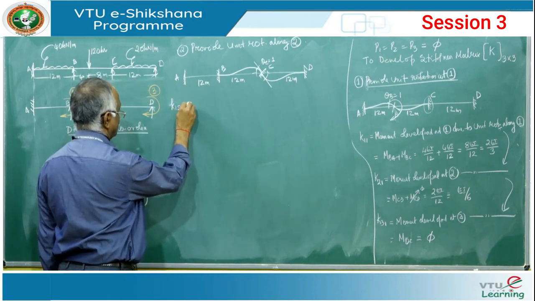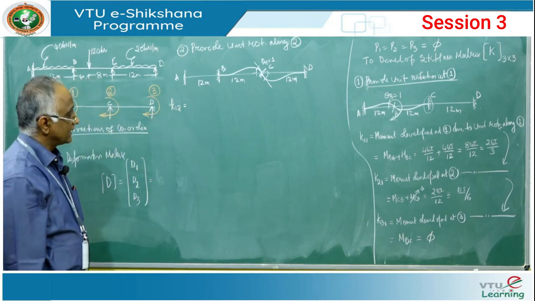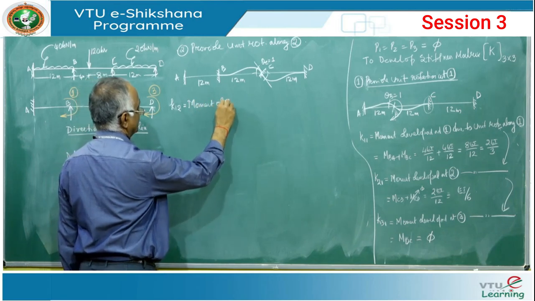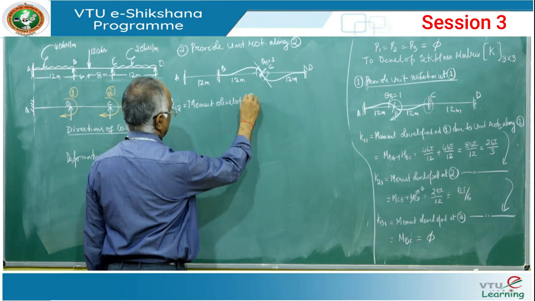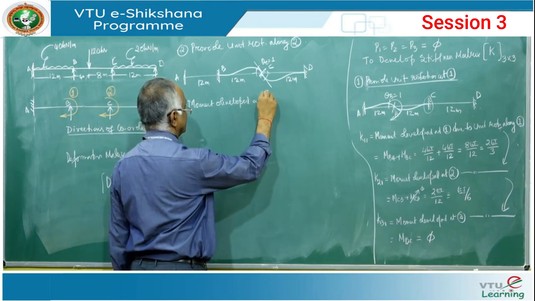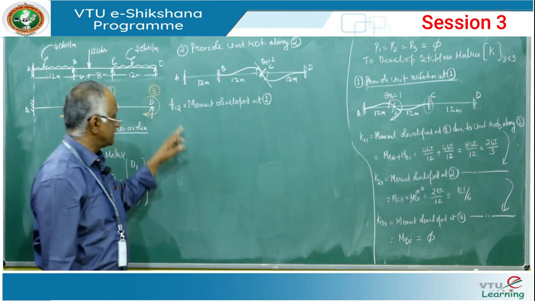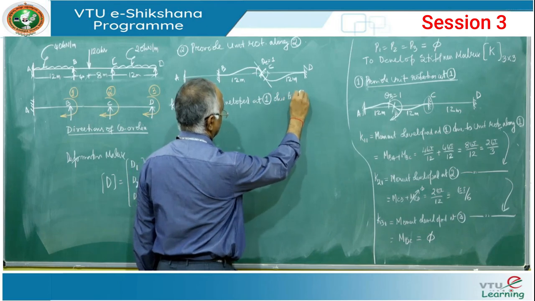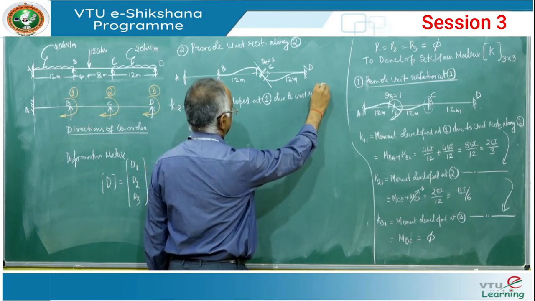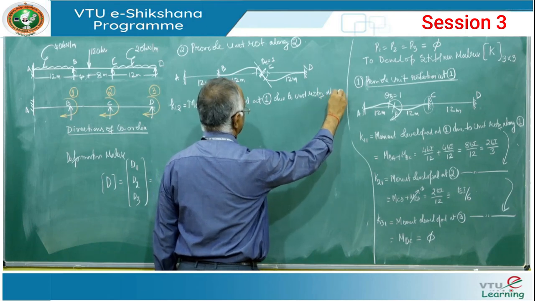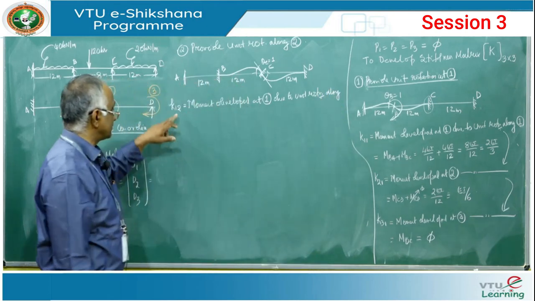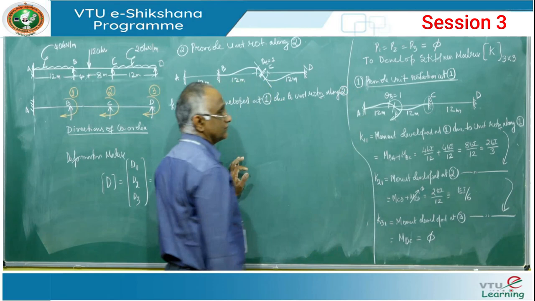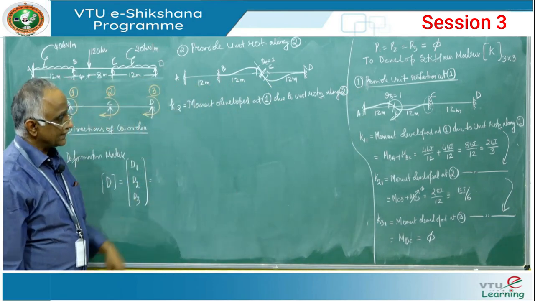Now it is K12. You can write the explanation for this K12 now. It is moment developed at coordinate 1. That is your first subscript of this coefficient due to unit rotation along, which is the next subscript here, it is 2. That comes here, it is along the coordinate 2. It's simple. If you just practice, you will get it.